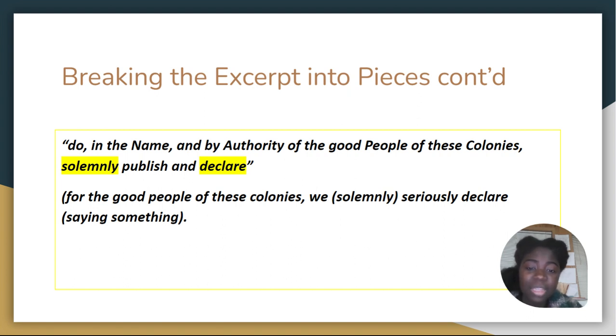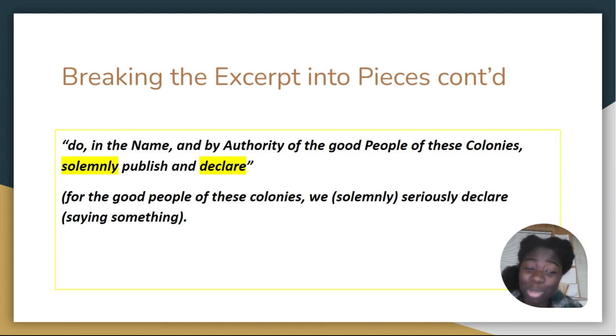Okay, next sentence. "Do in the name and by the authority of the good people of these colonies solemnly publish and declare." So, again, these are not words that we would use in 2024. They spoke very differently then compared to now. They didn't have social media abbreviations. We shorthand things. We have abbreviations for things.